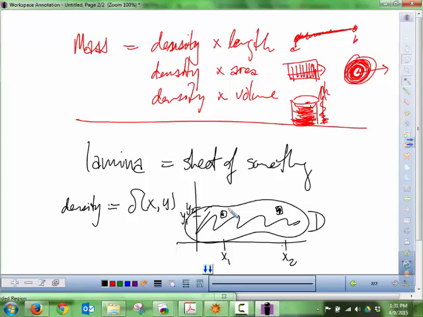Okay? Delta. Sigma. Density starts with a D, so I'll call it whatever I want. I've seen it called rho, and I've seen it called delta. I've never seen it called sigma. I thought area was sigma and then rho was volume density. I don't know.